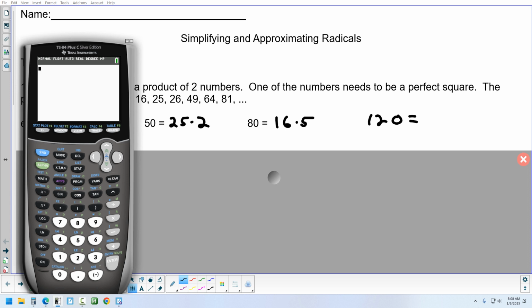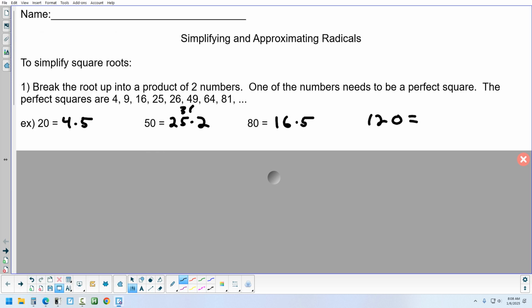Whoops, I did skip one number in that list. I just realized 36. So just put that in right below it. Oh, actually, you know what? I messed up. Cross out 26. Put in 36. It's not 26. So 36 doesn't work. 49. There's no other number that's going to work. Okay, so it is 4.